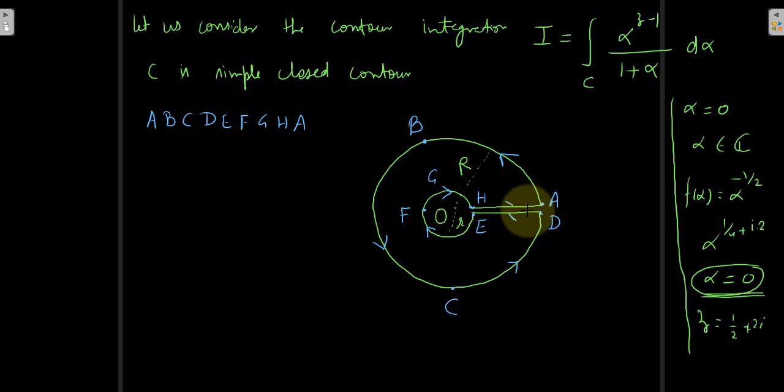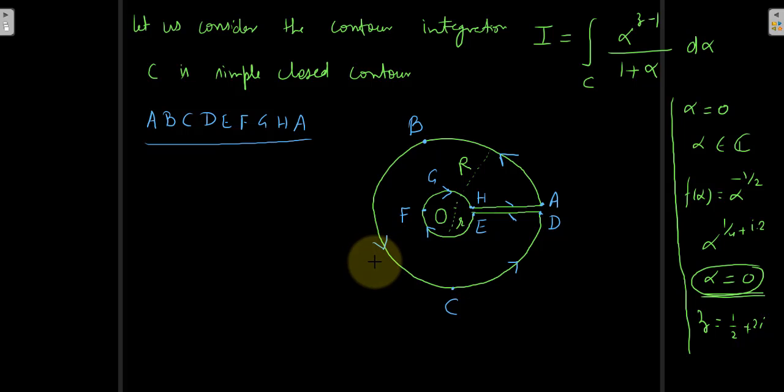Okay. The bigger circle has anti-clockwise orientation, and the smaller circle has clockwise orientation. This is just for the time being. Okay. Now, this contour integral can be named as A, B, C. How many parts does it have?